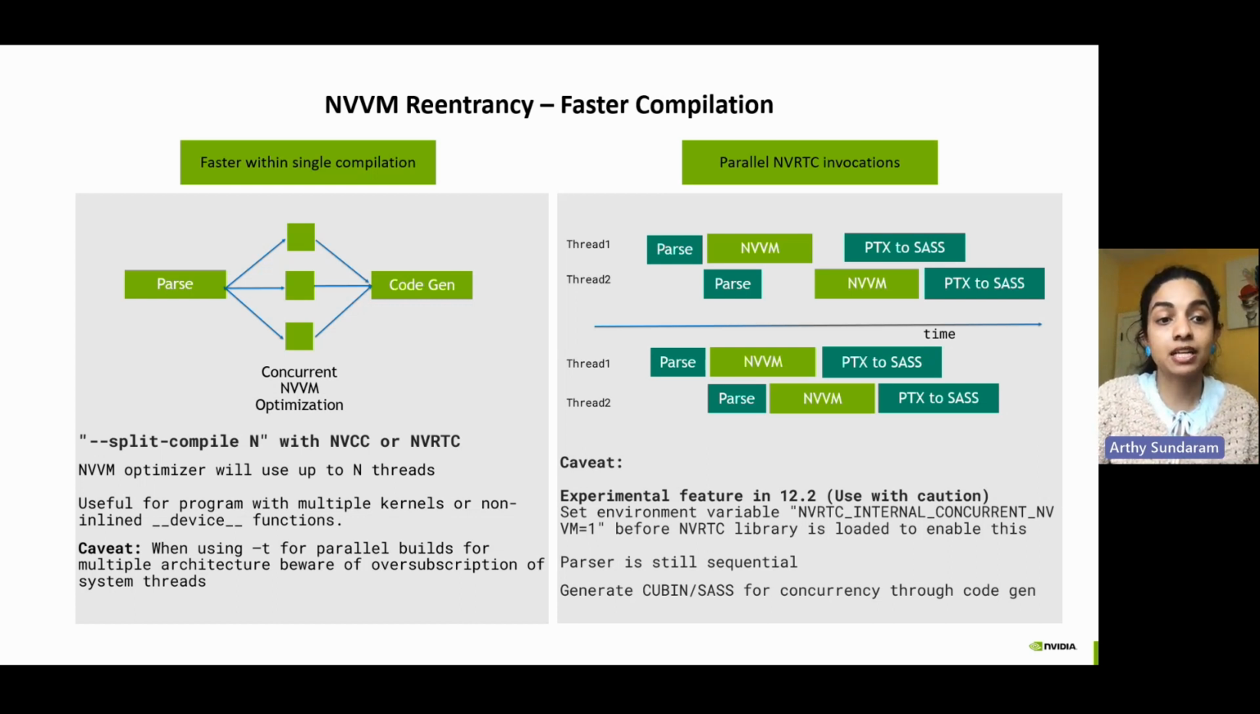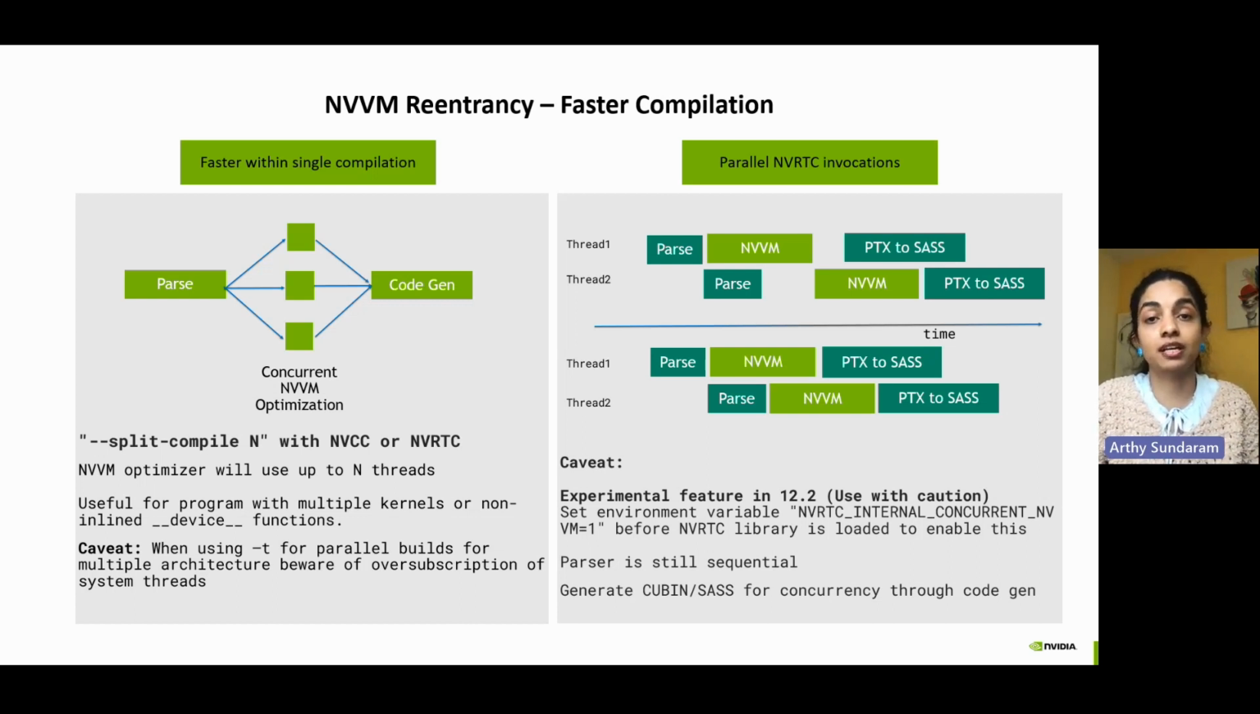We have something called split compilation. You pass in --split-compile and then a number n. With NVCC or NVRTC, this option would work. Basically, our optimization actually happens at the kernel device function boundary. So if you have multiple kernels and they're not getting inlined, there is inherent parallelization possible in the optimization. Each of those kernels can be optimized in parallel.